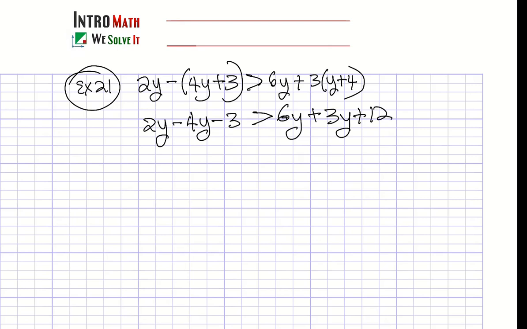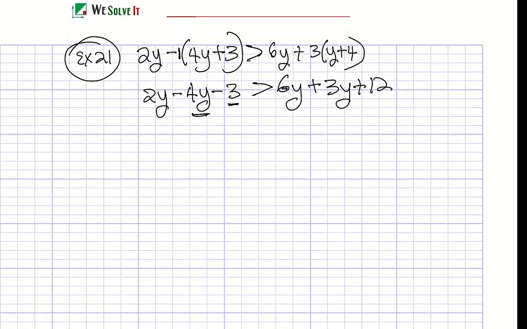3 times 4 is 12. Now, I know some people will get confused here. There's a negative, negative 1 was used to multiply that bracket. So when you say negative 1 times 4y, you get negative 4y. You say negative 1 times positive 3, you get negative 3. See? In case you don't see that, that's what I did there.